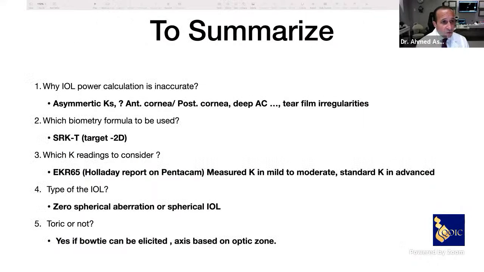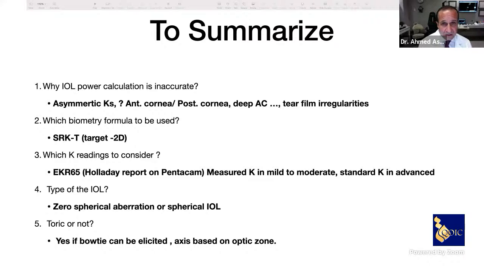To summarize, why is IOL power calculation inaccurate? Because of the asymmetric K readings, the disturbed ratio between the anterior and posterior corneal surfaces, deep anterior chamber, and tear film irregularities. Which biometric formula shall we use? It's best to use the SRK/T formula and target low myopia according to the K readings, in mild, moderate, or severe keratoconus. Which K reading shall we consider? The effective equivalent corneal power or Holladay report on the Pentacam gives the best results, or we can use the measured K in mild and moderate keratoconus.